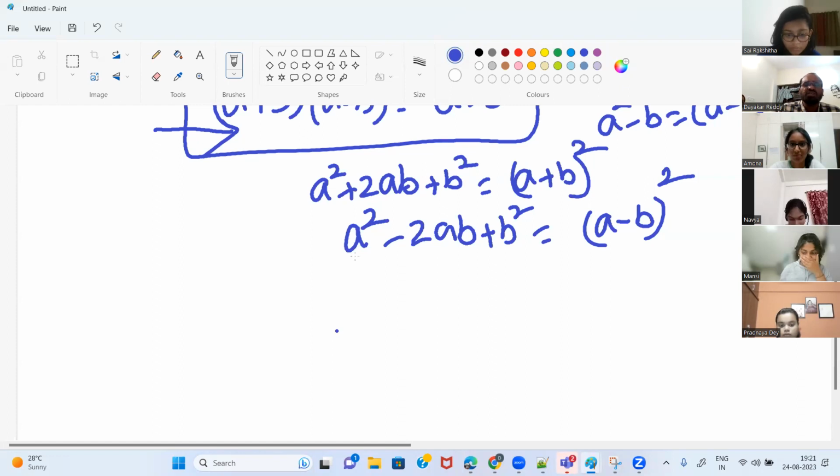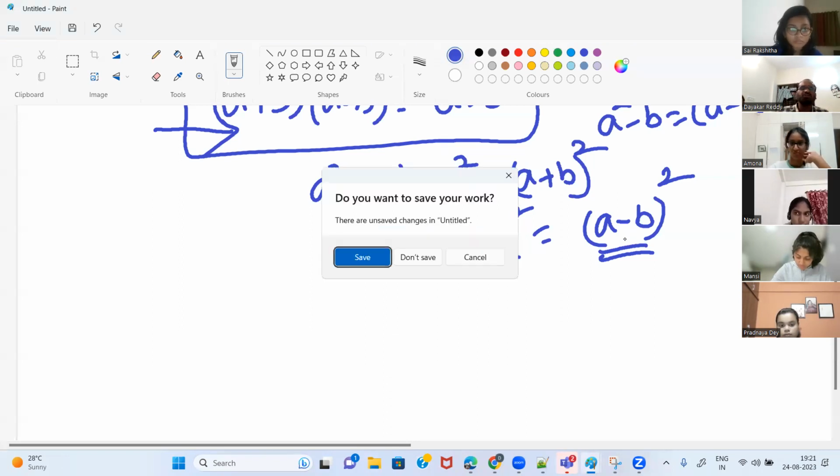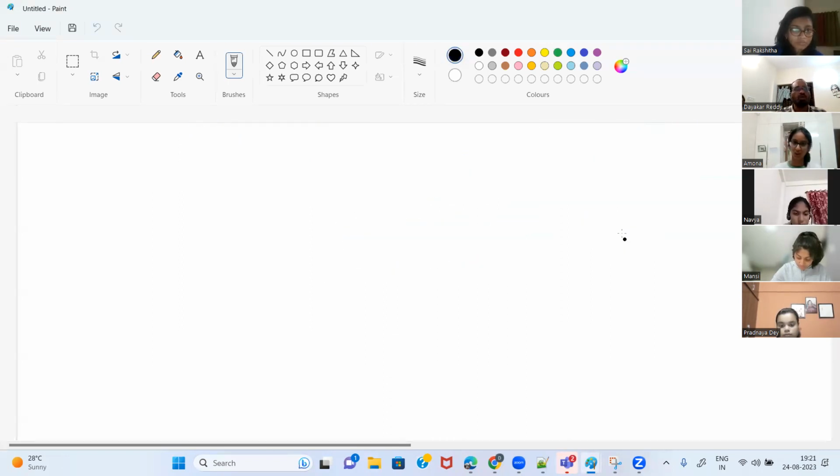If you see this, a square minus 2ab plus b square, which is nothing but a minus b whole square. These three formulas, every day you have to write five times and you need to send it to the group. All right. Now we will solve the problems using these three formulas.